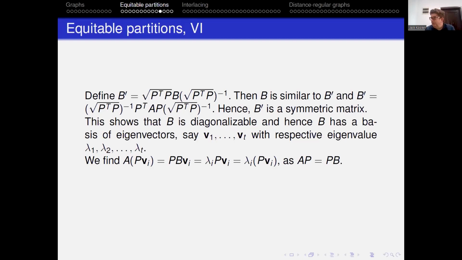You can easily get a set of eigenvectors for B using B prime, the eigenvector of B prime. So that is what I did here. So there is no mistake with the B. That is what I meant to say. So I really mean the B. So we look at A P v_i. That's B P v_i. Yes.